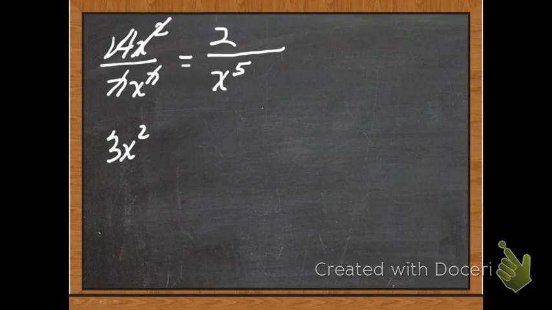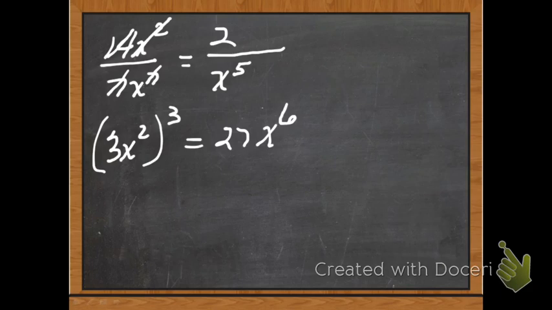3x squared raised to the 3rd power. Well, 3 to the 3rd power is 3 times 3 times 3, so that's going to give me 27. And x squared to the 3rd power, I multiply those together, so that's going to give me an x to the 6th. Negative 17 raised to the 0 power. Let's put parentheses around that negative 17. Well, like the rule or the definition says, anything raised to the 0 power is the number 1.